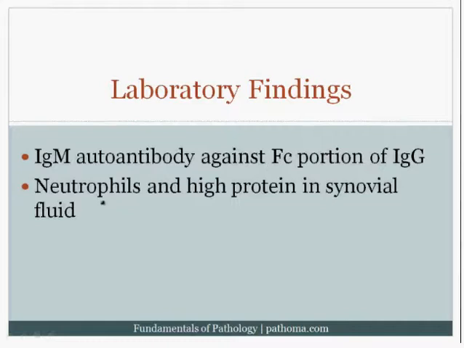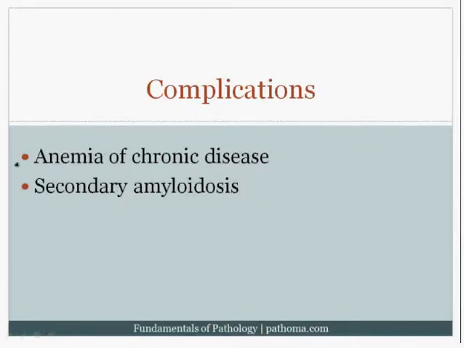If you were to stick a needle in one of the joints, you would see neutrophils and high protein in the synovial fluid. Complications of rheumatoid arthritis include anemia of chronic disease. The idea here is that you've got a chronic inflammatory state, and that's going to result in production of acute phase reactants such as hepcidin. Hepcidin will then block the ability to use iron that is stored in the macrophages, and that'll result in anemia of chronic disease. We've covered this in detail in your red blood cell lectures.